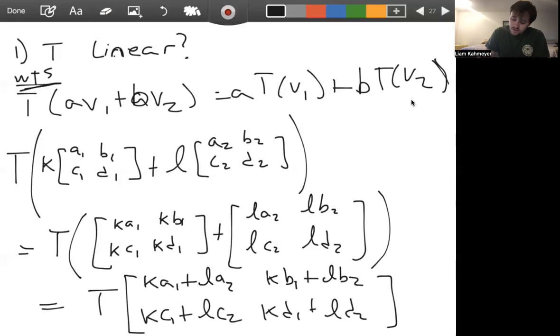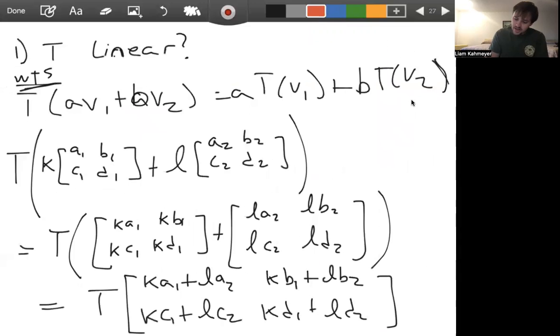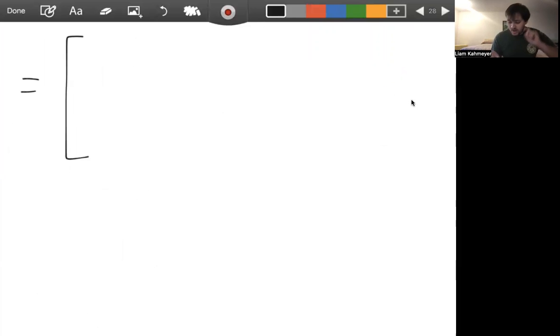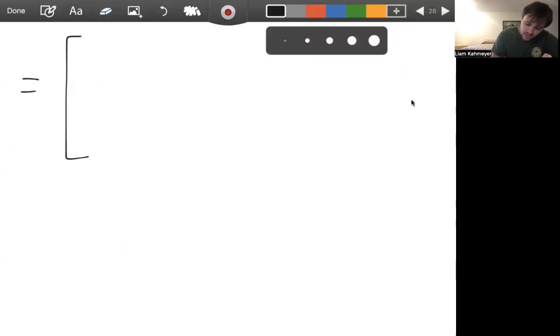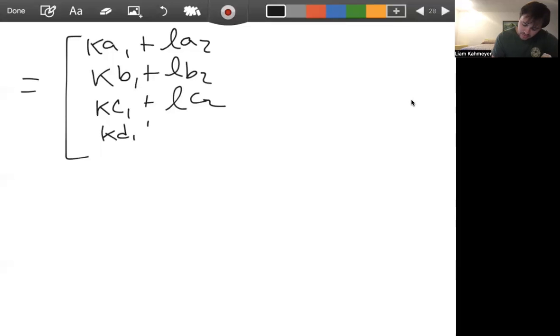Now, under the transformation, this takes the A11 entry to the first component of the vector, the A22 entry to the second, and so on. Once we apply the transformation to this matrix, we're going to get a vector: KA1 plus LA2, KB1 plus LB2, KC1 plus LC2, KD1 plus LD2. Sorry, I got too many letters going on, it's alphabet soup.